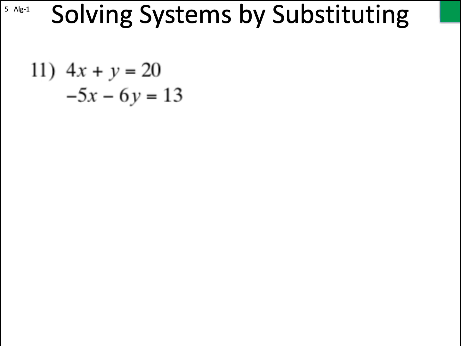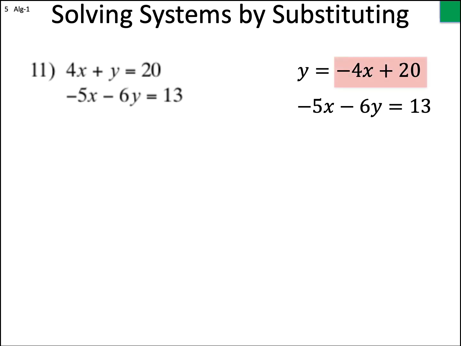So let's see, subtract 4x from both sides. So on the first equation, if I subtract 4x from both sides, I get that equation. And there's my second equation. I don't need to do anything with the second. So the first equation, solve for y, so that's my substitution.